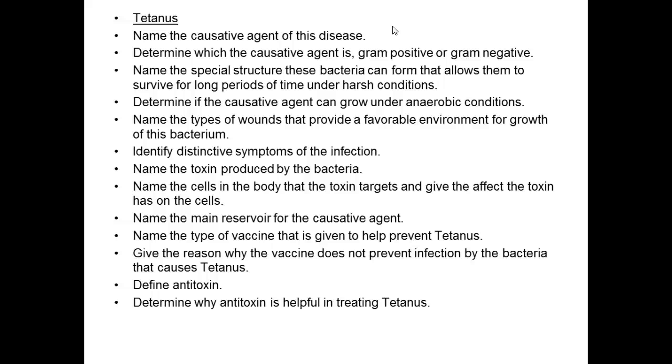What's the type of vaccine that I named for tetanus? It's a toxoid. And that's when they're giving you a toxin, right? So we're not giving you the bacteria. The vaccine is not against the bacteria. It's against the toxin. So it's called a toxoid.